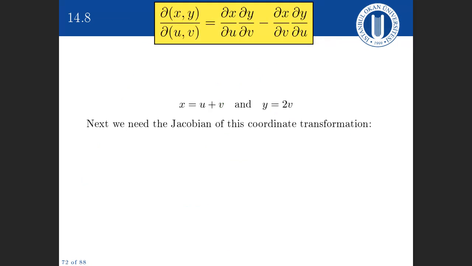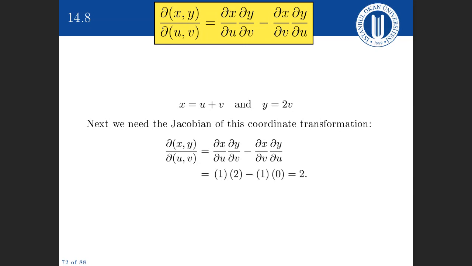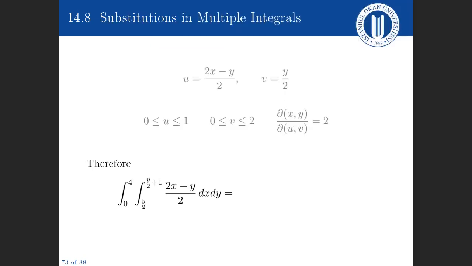The next thing we need to do is to calculate the Jacobian of this transformation. I want d(x,y) over d(u,v). So it's dx/du times dy/dv, minus dx/dv times dy/du. That's 1 multiplied by 2 minus 1 multiplied by 0, or 2. And then we're ready to go. Now we can do the integration.